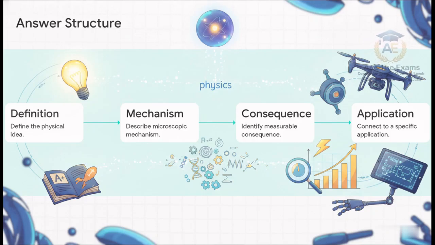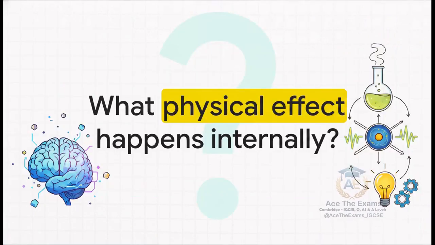Step 3, identify the measurable consequence. How does that specific packing affect the bond strength or maybe the melting point? And finally, step 4, connect that consequence to a specific application or macroscopic observation. If you walk through these 4 stages in order, you've mastered the topic. You've got to shift your mindset from just memorizing to truly understanding.